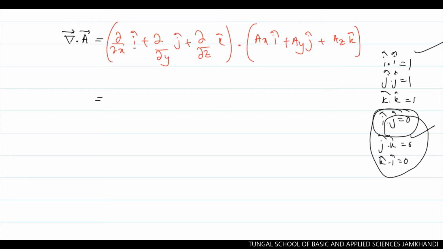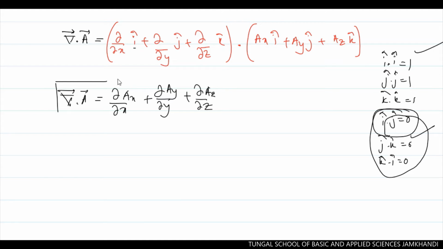So if you do the mathematical calculation of these vector products, we get dou by dou x of the Ax component, as only the x component will survive here, then dou by dou y of the Ay component, plus dou by dou z of the z component, that is Az. So this is the total dot product of the del vector and the vector A. This is given by the divergence. Divergence is a dot product of a differential operator and a vector function.